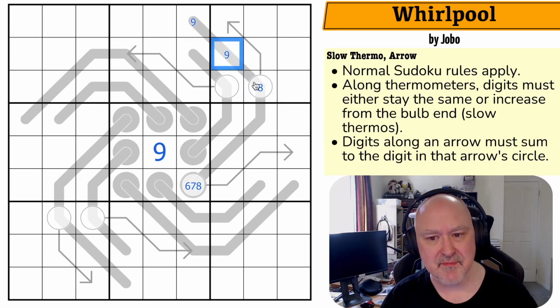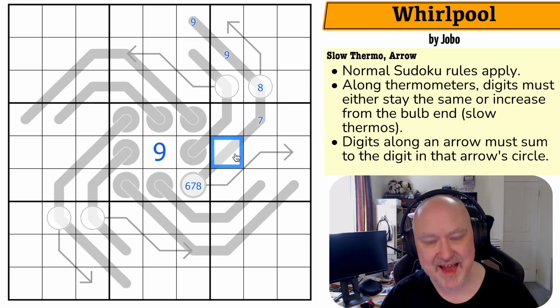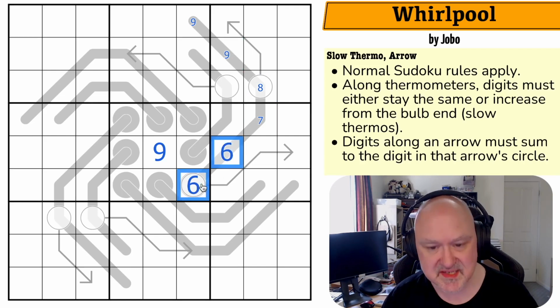So this one has a maximum of 8. This one has to be lower than that. So this is a maximum of 7. This is actually a maximum of 6, because if this was 7, this would have to be 8. This would have to be 9. This would then have to be 10. So these are both 6.